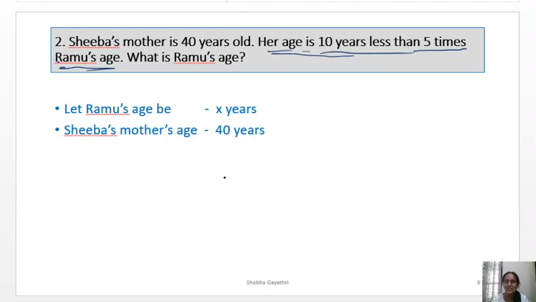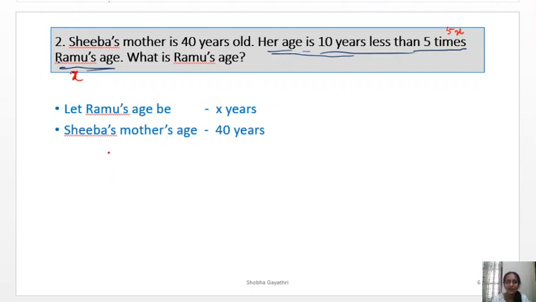We have to analyze this statement. Already it is 40 years given. Let me write it as the left hand side. So for our convenience, her age is 10 years less than 5 times Ramu's age. Ramu's age is x. Now what is 5 times x? It is 5x. 10 years less than 5 times, less than this number.